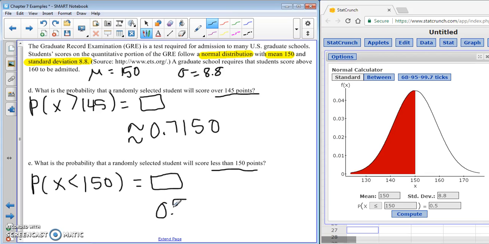This is 0.5. And then you're probably thinking, well, that's strange. But then let's think about it. 150, what is that? That's our mean. So it makes sense that 50% would be less than the mean.